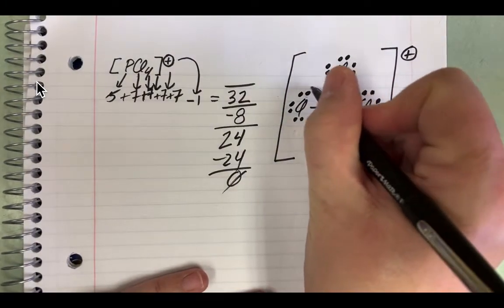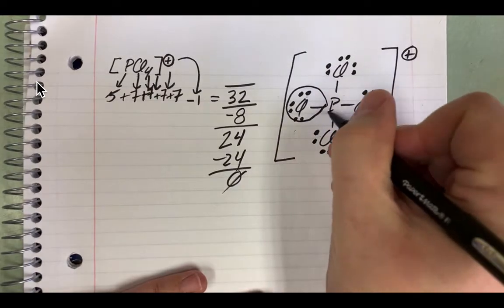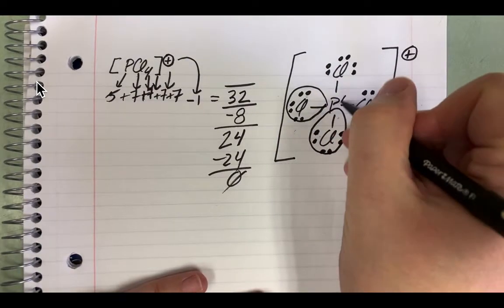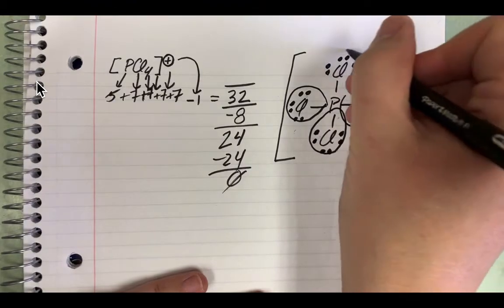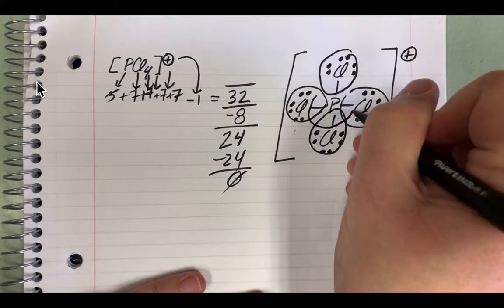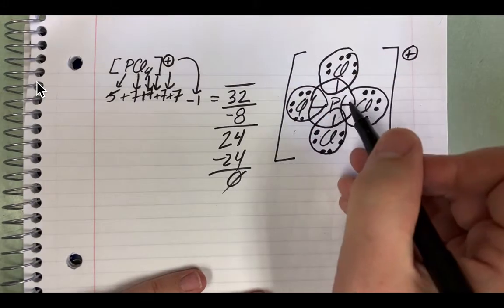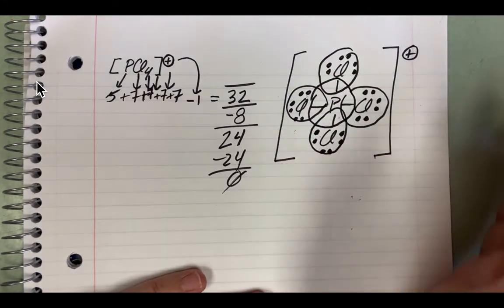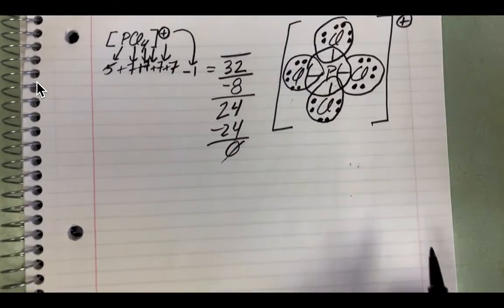And so the chlorines look happy. They all see 8 valence electrons. And the same deal here with my phosphorus. The phosphorus also sees, it has 4 bonds, so 2, 4, 6, 8. So we're in good shape there.